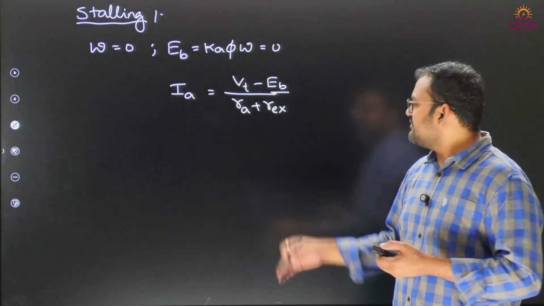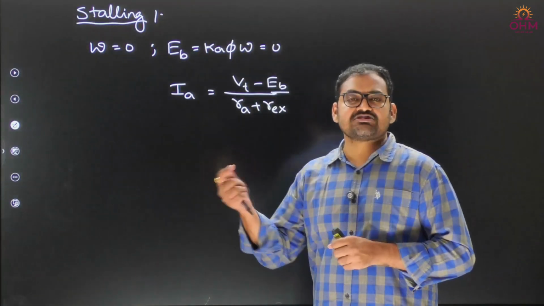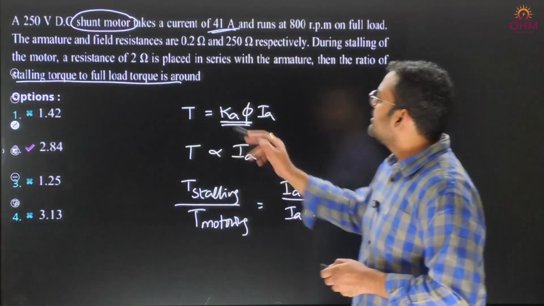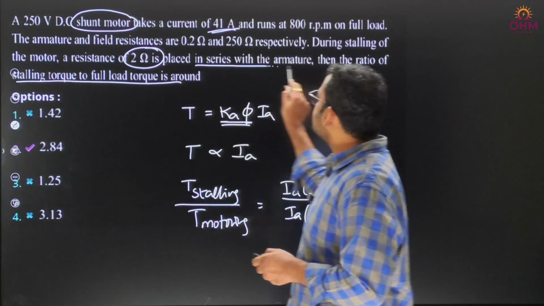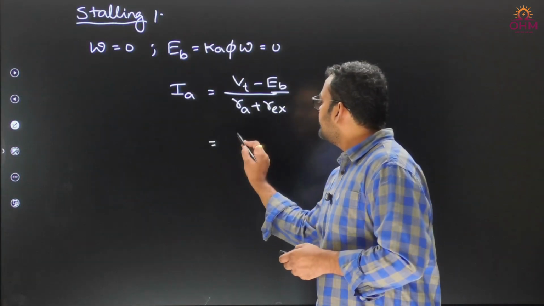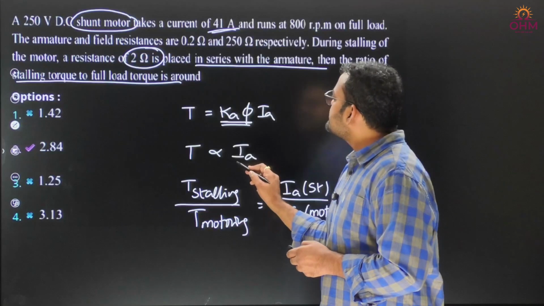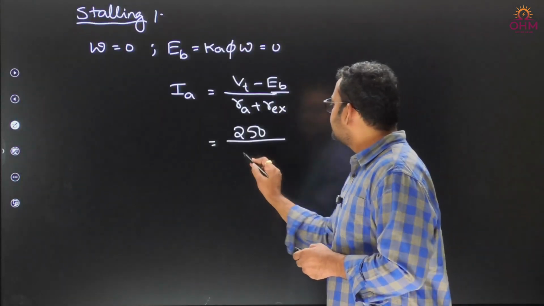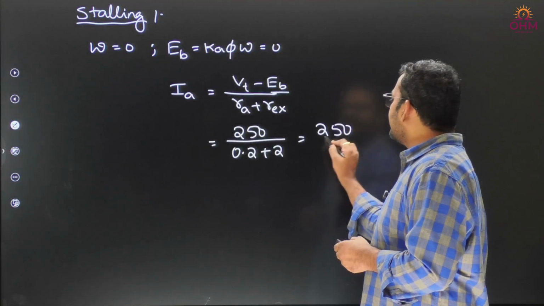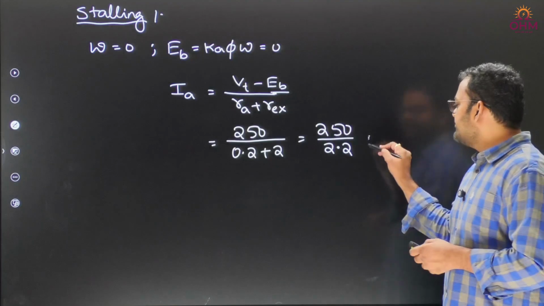That's why I'm not writing it, anyway, I can write that. Vt minus Eb divided by not only Ra, some extra resistance is added in the armature circuit. That was clearly mentioned in the problem, right? A 2 ohm extra resistance is placed in series with the armature. So now find out: Vt is 250, back EMF is 0, divided by armature resistance 0.2 plus extra resistance 2 ohm. So it is 250 divided by 2.2. This is the armature current in which mode, guys?